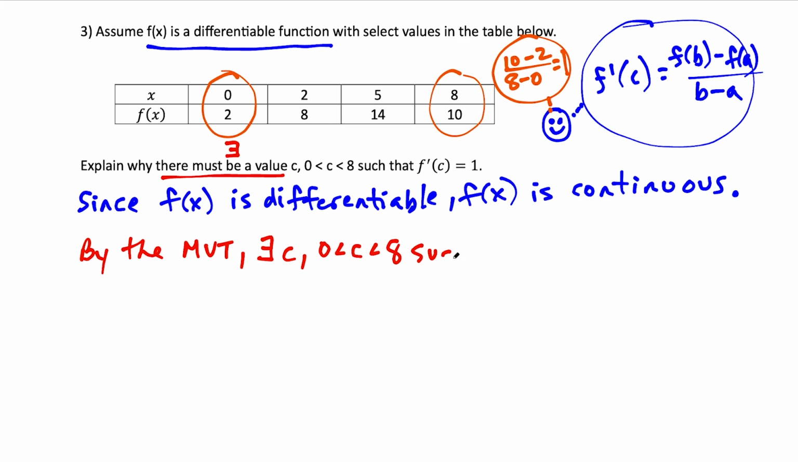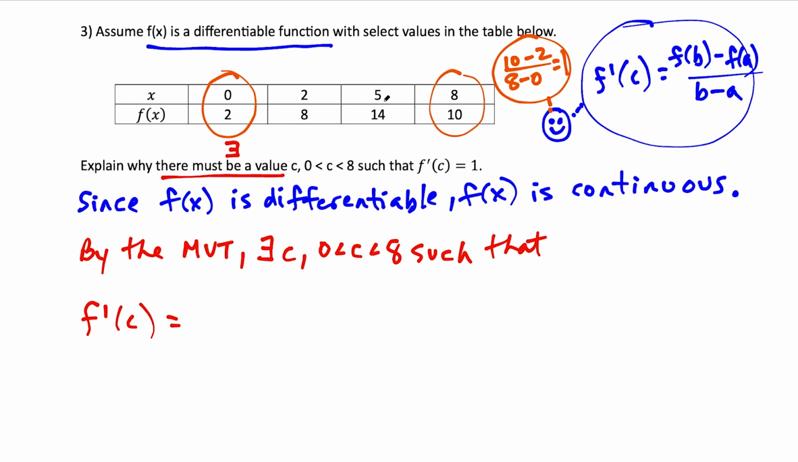Such that, and for this part, we have to be very, very careful, okay? Don't just say f prime of c equals 1, because then we're assuming the conclusion. We have to show that the conclusion is true. So we're going to say here that f prime of c is equal to the average rate of change, and we chose the endpoints here from 0 to 8.